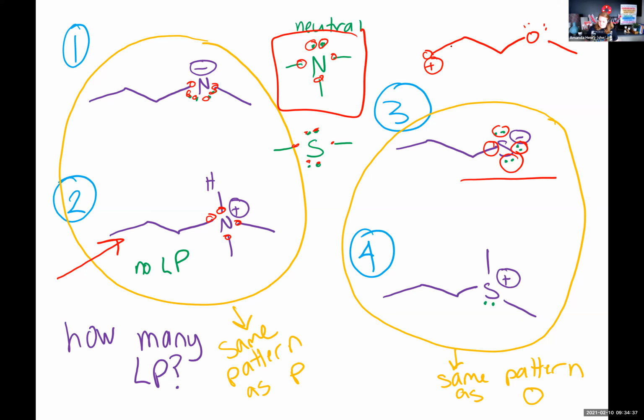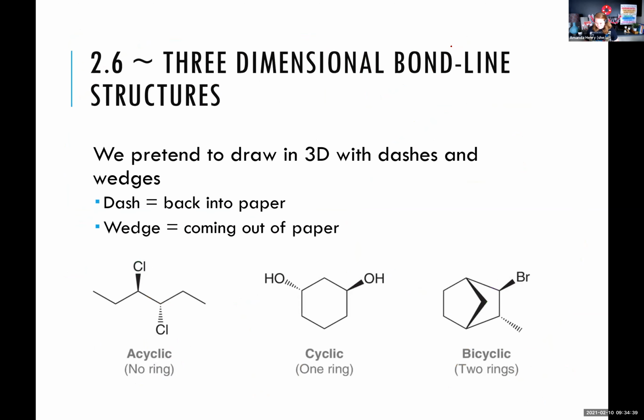Let's talk about 3D. I laugh because in chemistry, we pretend that we know how to draw in 3D. So in chemistry, we draw structures in 3D by using dashes and wedges. I'm going to, actually, no, let's not do black because I'm wearing a black shirt and you won't be able to see it. Let's use some gray here.